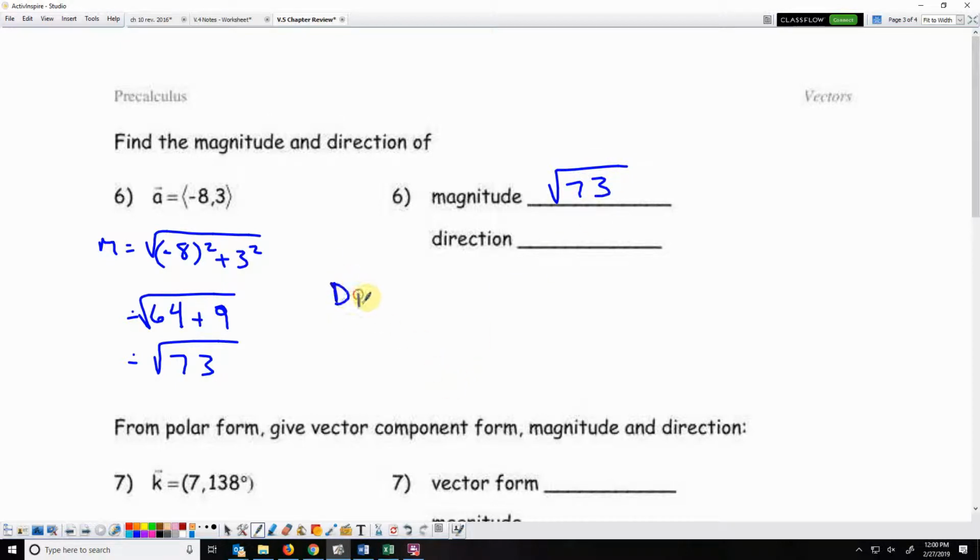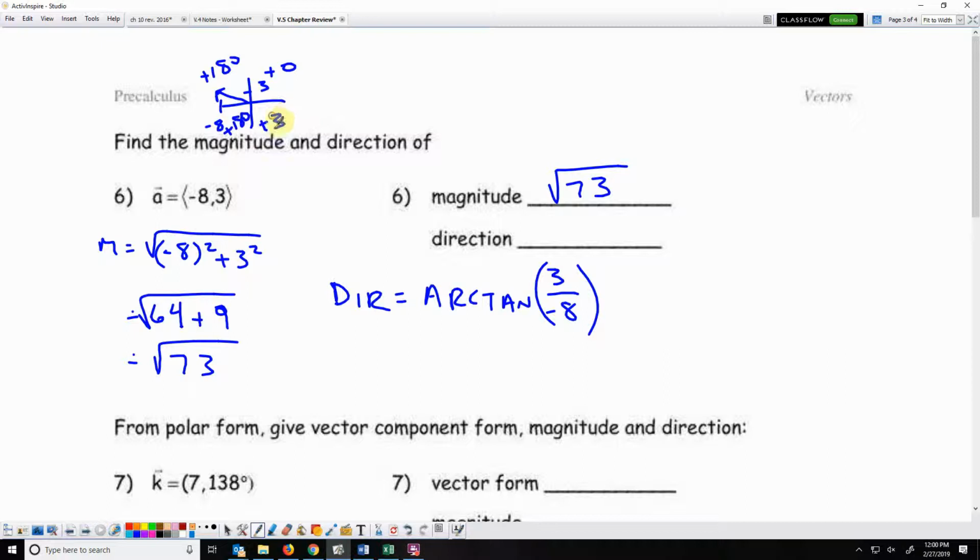The direction is arctangent y over x. So that's 3 over negative 8. And this particular vector is negative 8, positive 3. So that's in quadrant 2. In quadrant 1, we're not going to add anything. Quadrant 2, to our result here, we're going to add 180. Quadrant 3 is also plus 180. Quadrant 4, whatever we get from our arctan, we add 360.